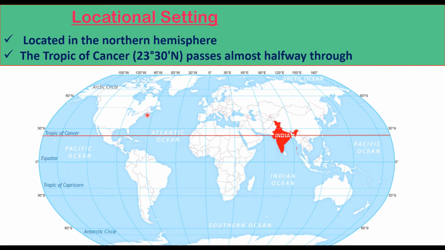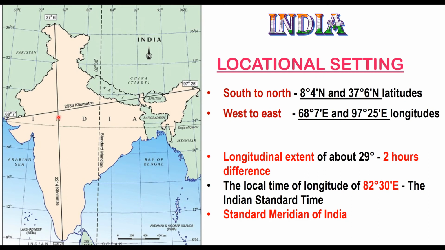So coming back to the locational setting of India, we said India is located in the northern hemisphere. So the northern hemisphere is above the equator. The northern latitude, the Tropic of Cancer, passes through India. The south to north mainland of India extends between 8 degree 4 minutes north and 37 degree 6 minutes north latitude. From west to east, India extends between 68 degrees 7 minutes east and 97 degree 25 minutes east longitude.